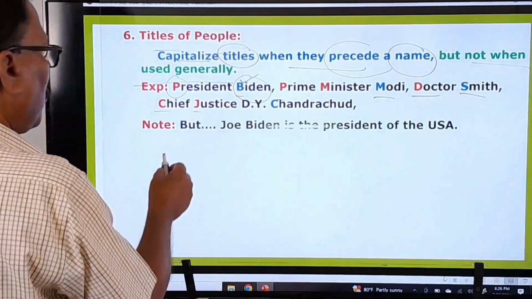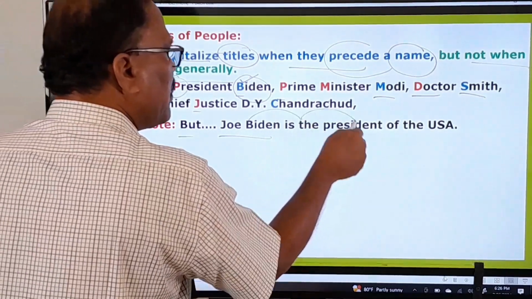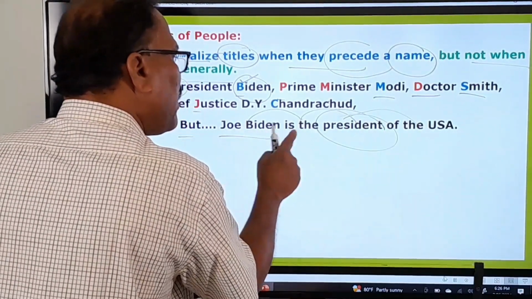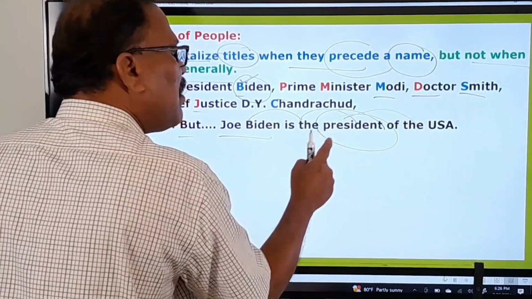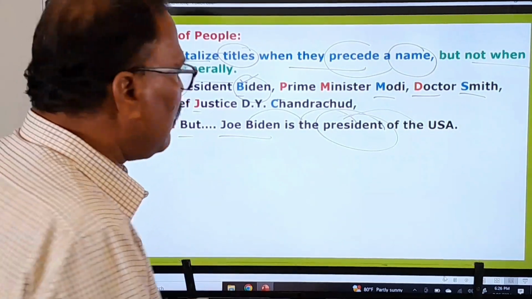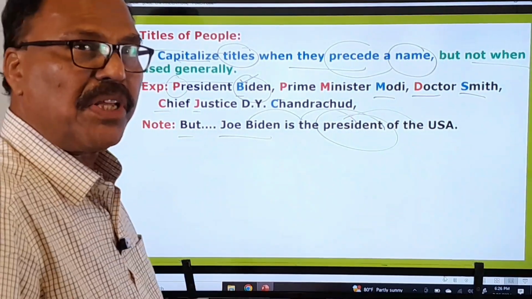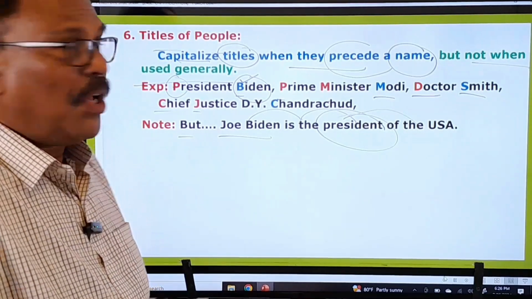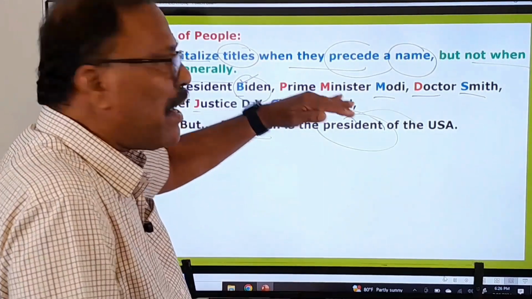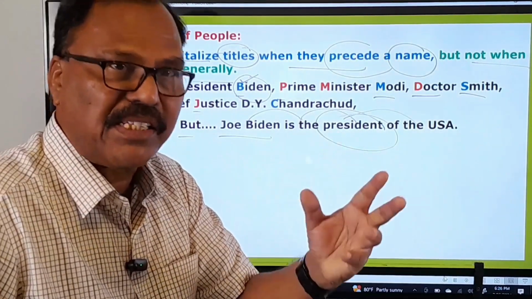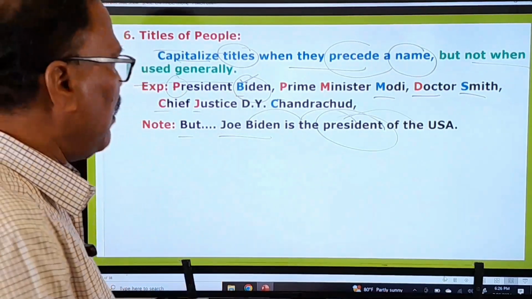And here, note: Joe Biden is the president. Here you are using Joe Biden is the president, so president is not being used as a title, and that's why it is not capitalized. Now you can understand this. Modi is the Prime Minister of India. Now we are using this Prime Minister as an ordinary phrase or ordinary word.